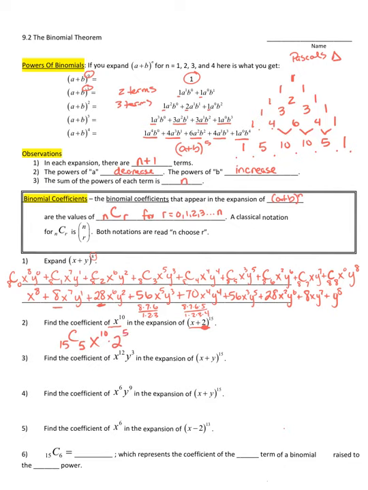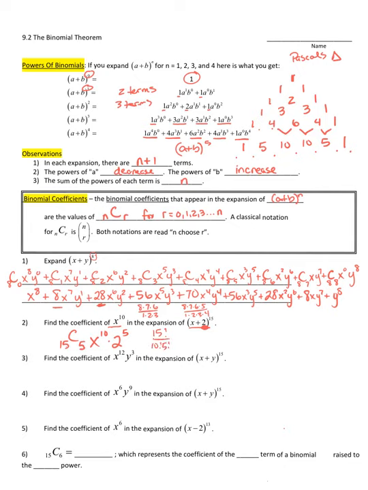So this is the term that has x to the 10th. Now they want to know, what is that coefficient? Well, we haven't answered that question yet, because what we have is the combination of 15 things taken 5 at a time, which is going to be 15 factorial over 10 factorial, 5 factorial.